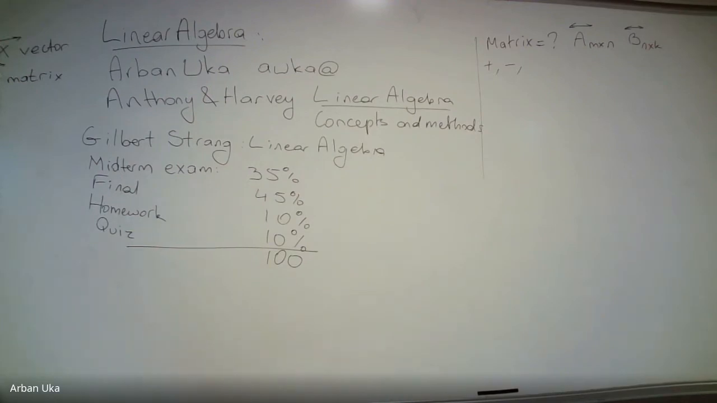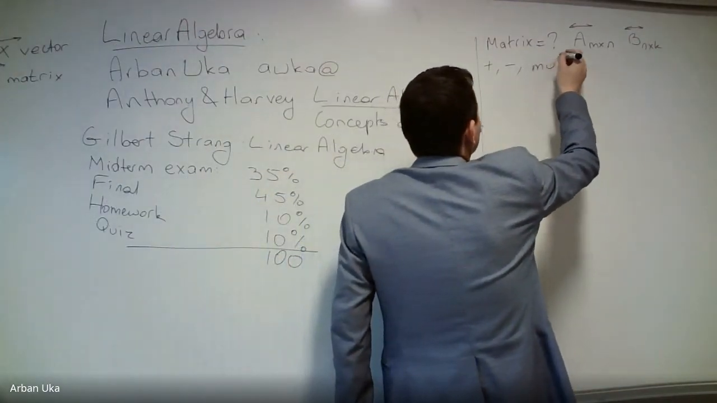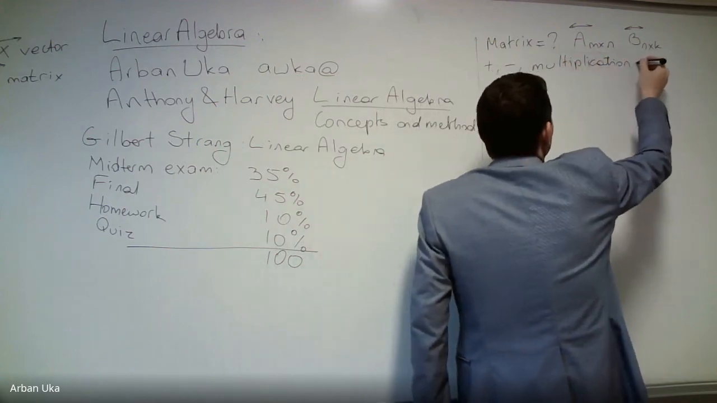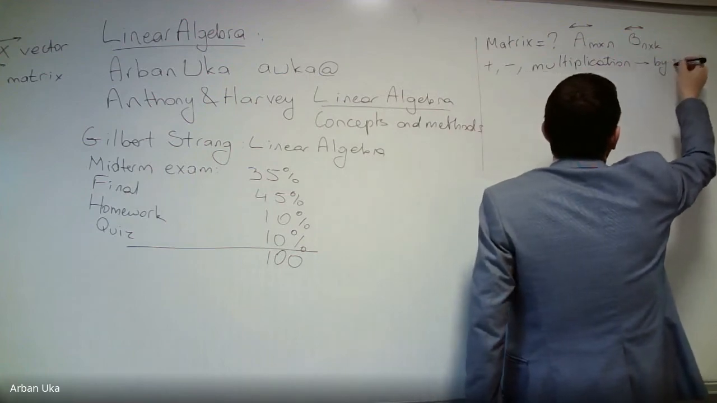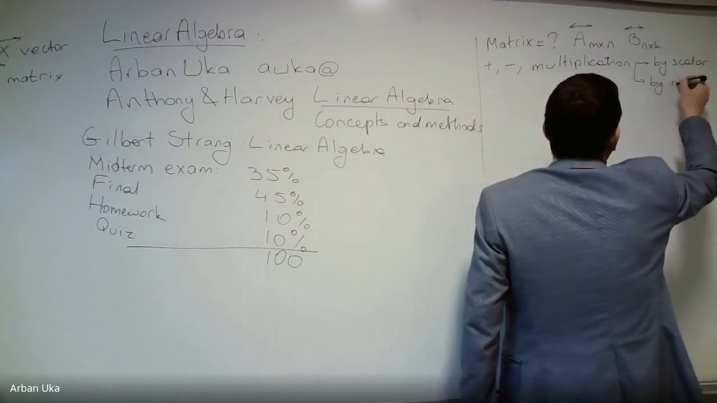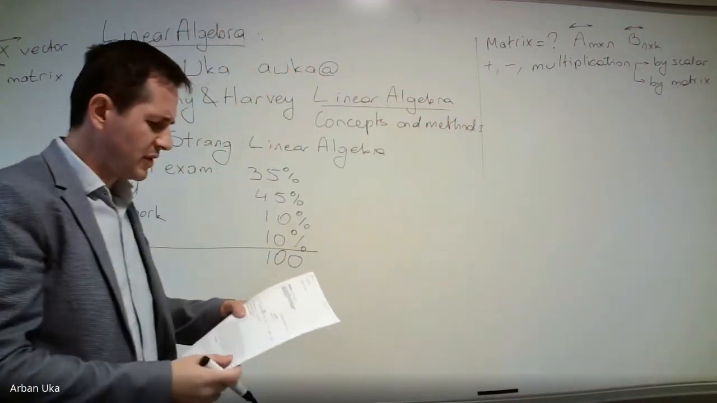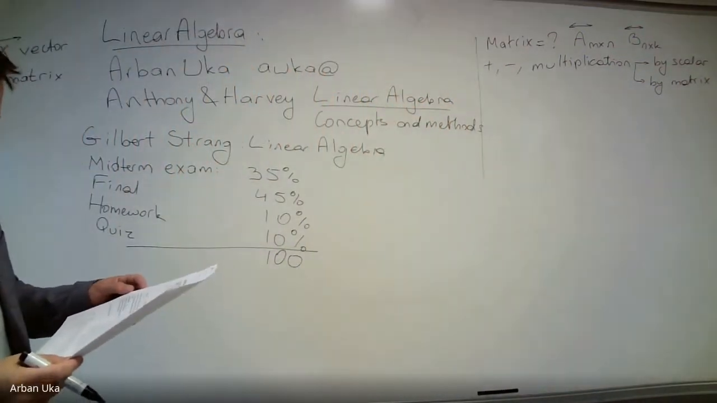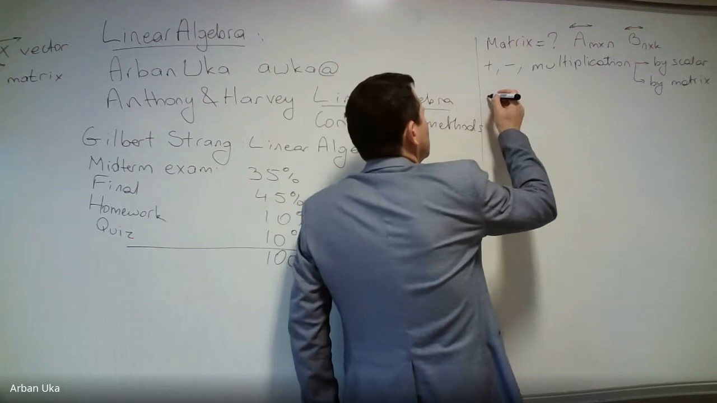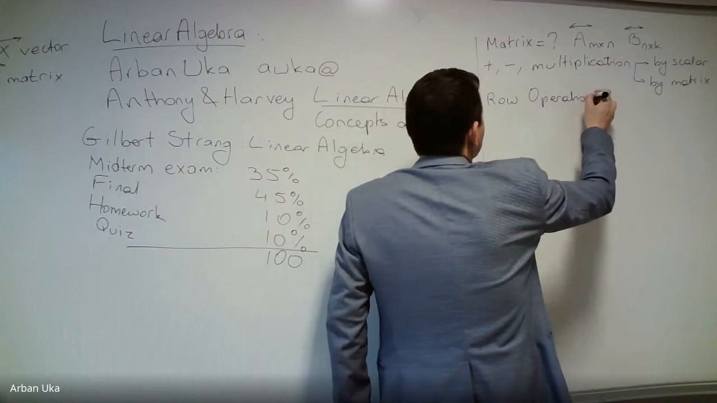Now, we're going to start with matrices, defining them, addition, subtraction, then multiplication. For multiplication, we're going to do multiplication by a scalar, which means by just a number, and multiplication by another matrix. So these matrices are arrays of numbers, and we can do these operations. Then the next topic that we're going to do is row operations. Row operations are very important.